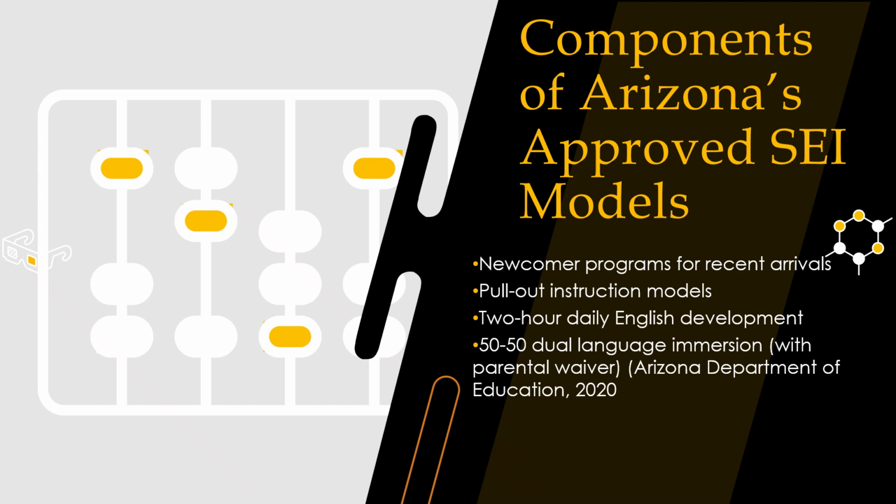The 2-hour model provides dedicated daily instruction in English language development combined with content instruction. Finally, the 50-50 dual language immersion program is a bilingual education model that promotes literacy and academic skills in both English and a partner language. This program requires a parental waiver and is especially effective in developing bilingualism and biliteracy, which research shows benefit cognitive development and academic achievement.